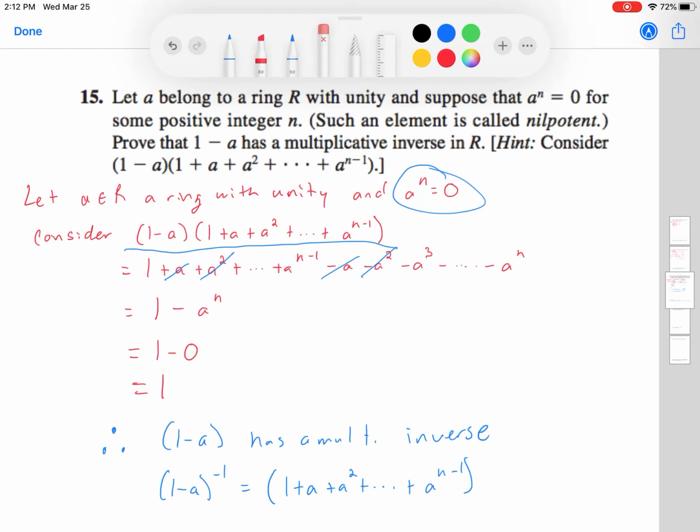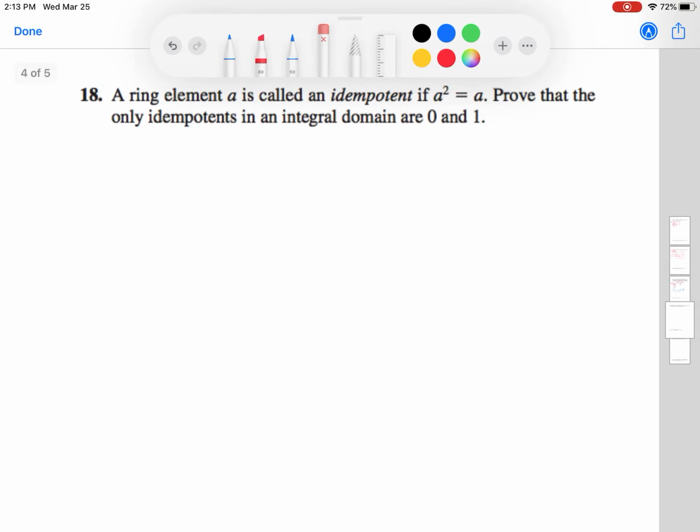All right, that wasn't too bad. And now we know something new. We know what an element being called nilpotent means. It means A to the n is 0 for some positive integer n.